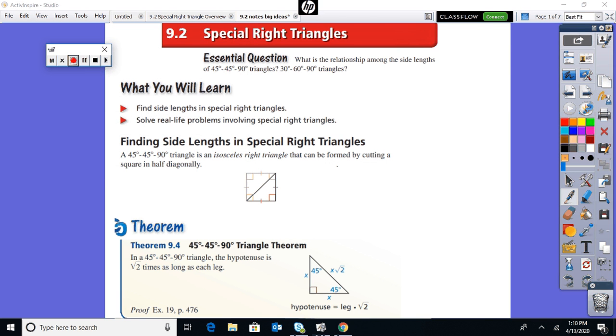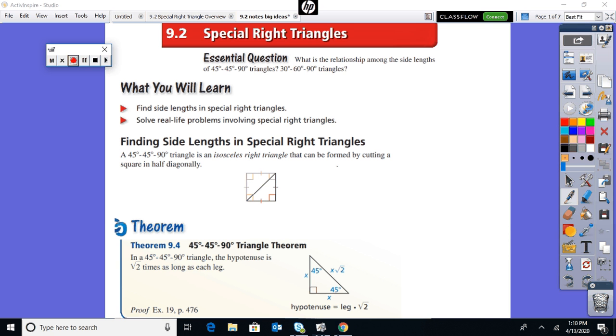Hello everyone. Now these are the notes portion of the 9.2 lesson and special right triangles. You should have watched the overview already to have some familiarity with this. So I'm just going to whip through the problems and you'll see further examples of how you're going to use those shortcuts. Alright, so let's do it.